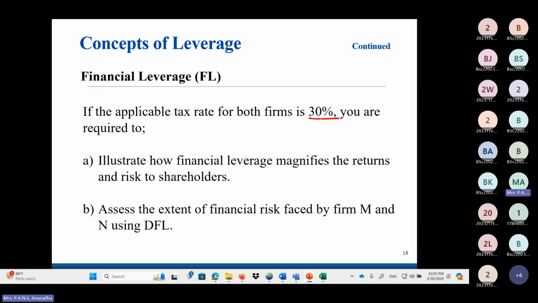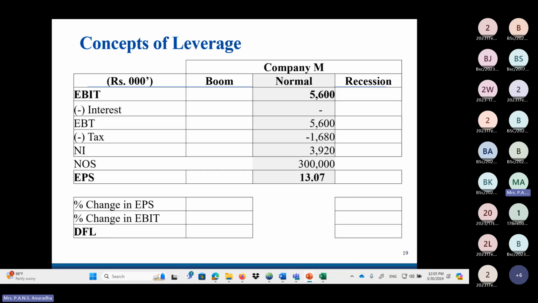The applicable tax rate is 30%. Illustrate how financial leverage magnifies the return and the risk to the shareholder. I told you at the beginning, leverage is a strategy. You should be able to use leverage in a way that magnifies returns to the shareholders. Now you can look at how, in a favorable economic condition, this high financial leverage increases the earning per share of the company. So now let's calculate the degree of financial leverage for these two companies. Let's start with company M, in the same example.